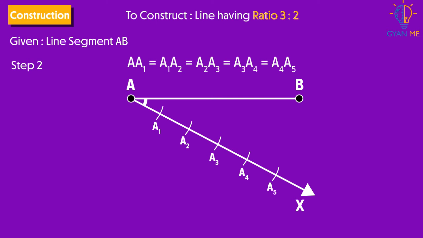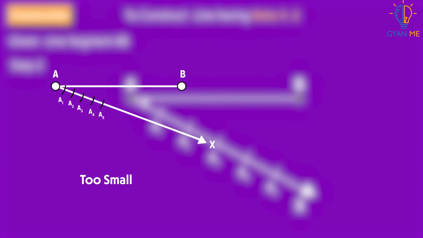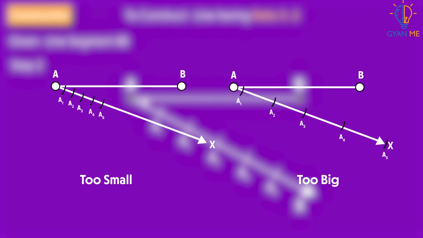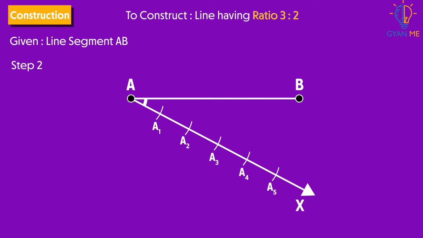Note students, here the choice of distance is random. Only be careful about the fact that the distance should be of appropriate length. Don't take them too small so that they cannot be drawn with compass, or too big so that parts go beyond the given ray.